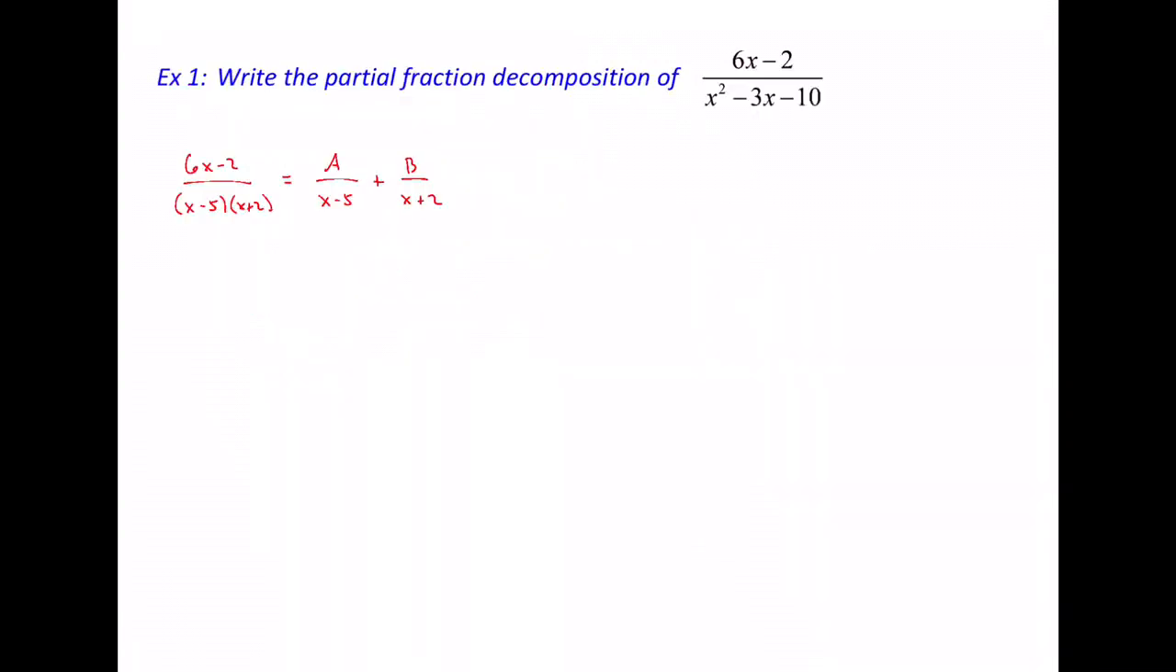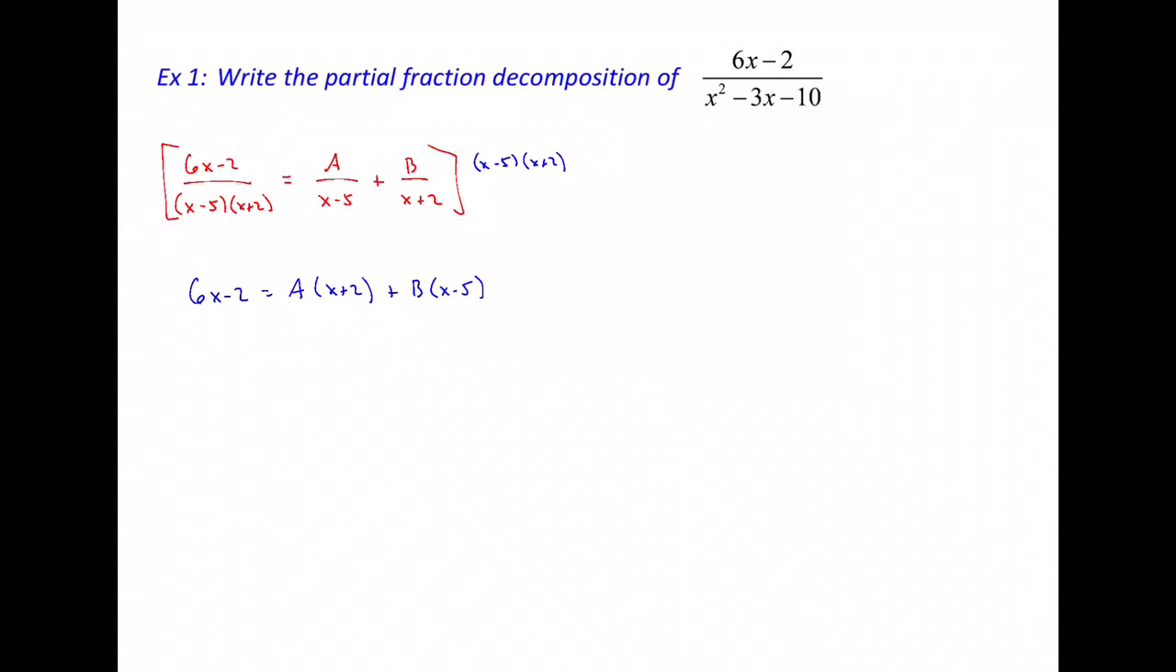We're then going to multiply by that common denominator. So all of this gets multiplied by the factors x minus 5 and x plus 2. And so all of that is going to cancel, which will leave you with just 6x minus 2. The x minus 5 will cancel with this x minus 5, and so that'll leave you with A times just x plus 2, plus, this x plus 2 and this x plus 2 will cancel and leave us with B times x minus 5.